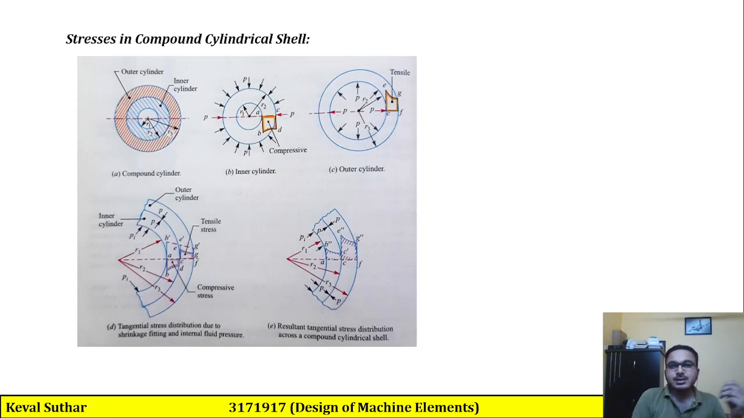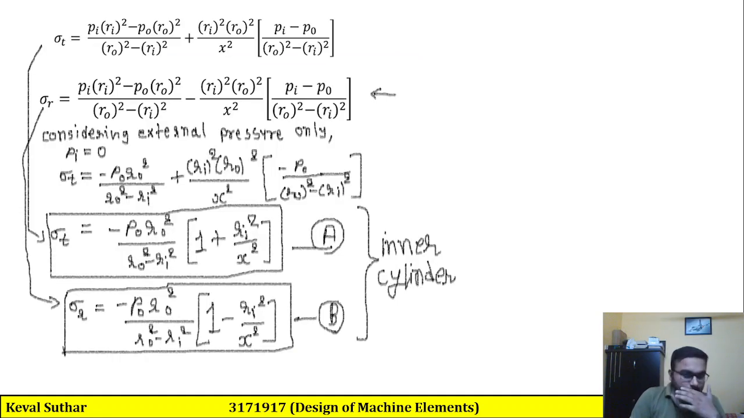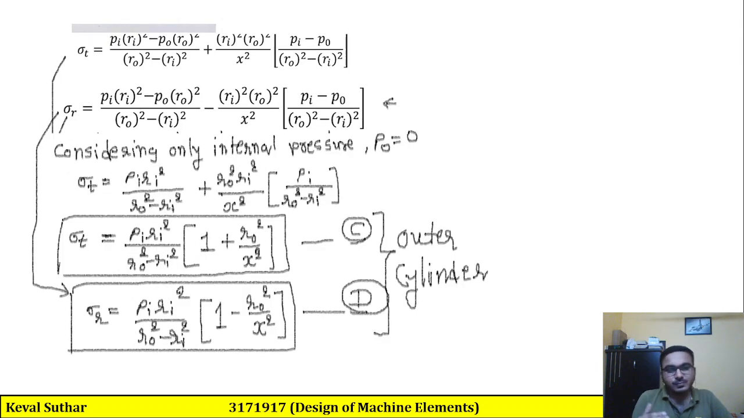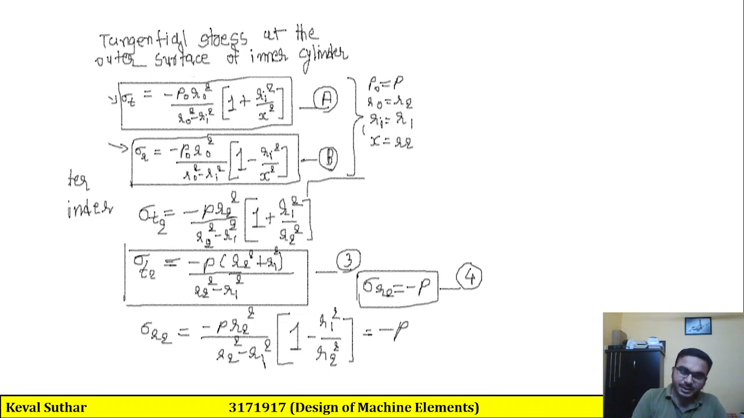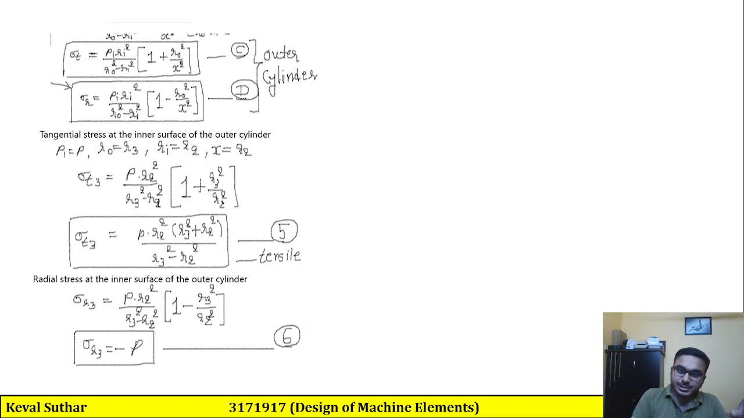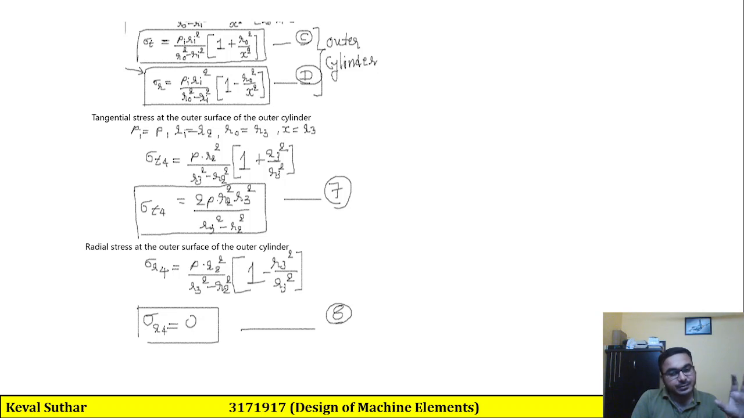Then these are the stresses in the compound cylindrical shell that we discussed in detail. First of all, we modified Lame's equation for the inner cylinder, which only experiences the external pressure, and the same thing we followed for the outer cylinder, which only experiences the internal pressure. Then one by one we obtained the tangential and radial stresses at the inner and outer surface of the inner cylinder. So it contained a total of 4 equations, and similarly we calculated the tangential and radial stress at the inner and outer surface of the outer cylinder. So in total we obtained 8 different equations for the stresses which are generated in the compound cylindrical shell.